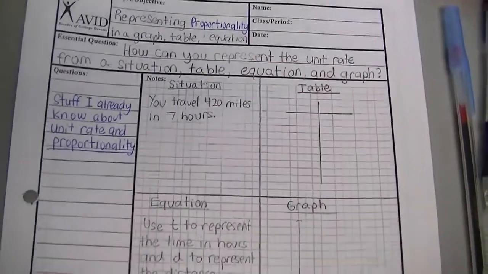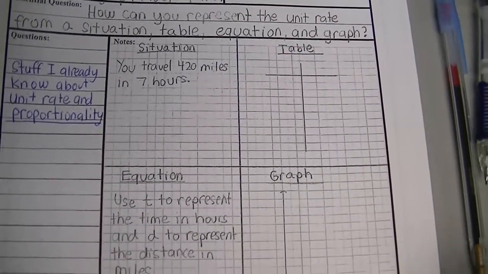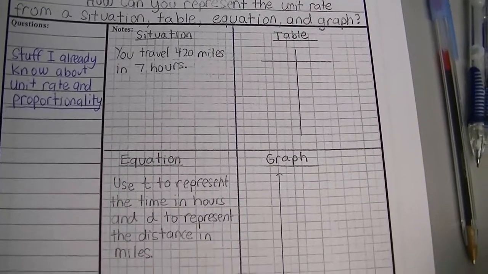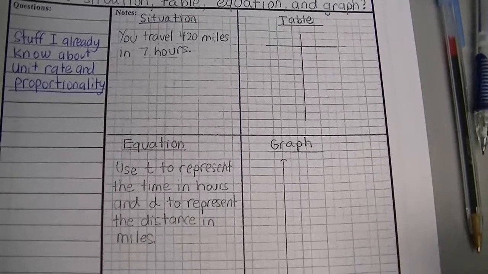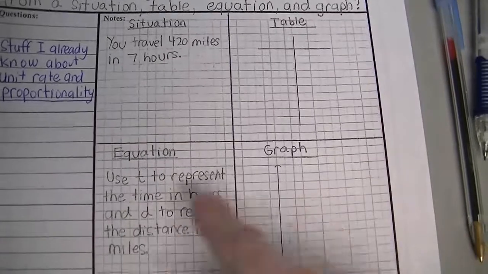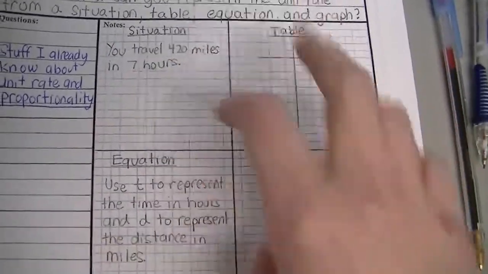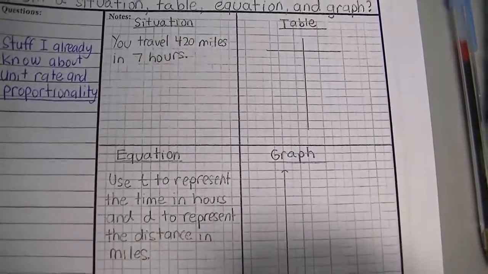So the whole purpose of these notes right here is to take everything we've learned so far about proportionality and unit rate and just kind of show you the relationship amongst them in situations, tables, graphs, and equations. And I wanted them all on one page so that you can see how they interrelate and connect, okay?